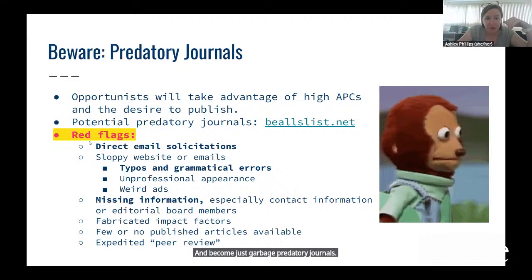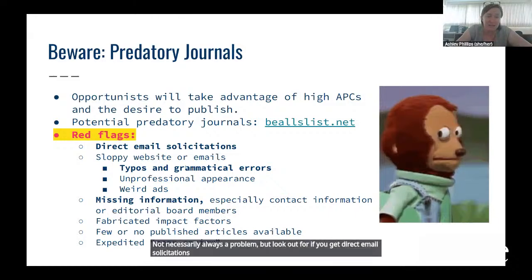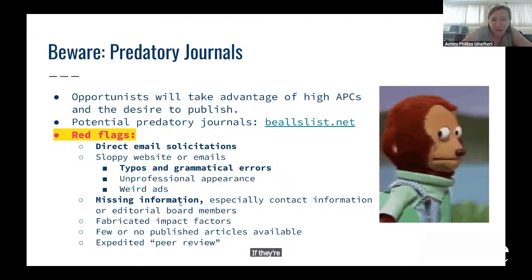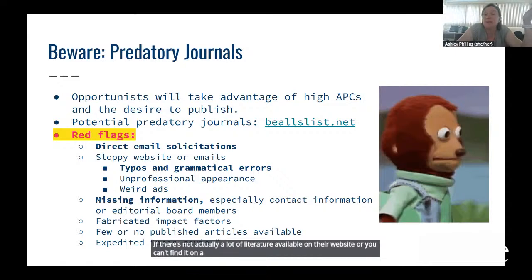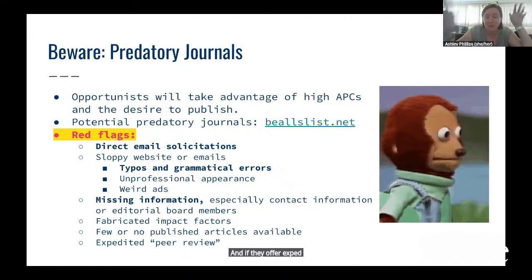Some things to look out for, and not necessarily always a problem, but look out for if you get direct email solicitations and the emails are just bad emails. I'll show you an example. If they're missing information on their email or their website that just looks suspicious, if their impact factor is something you can't confirm from any other source, if there's not actually a lot of literature available on their website, or you can't find it on a legitimate index service like PubMed, and if they offer expedited peer review, red flag. Okay, that means they're not doing any peer review.